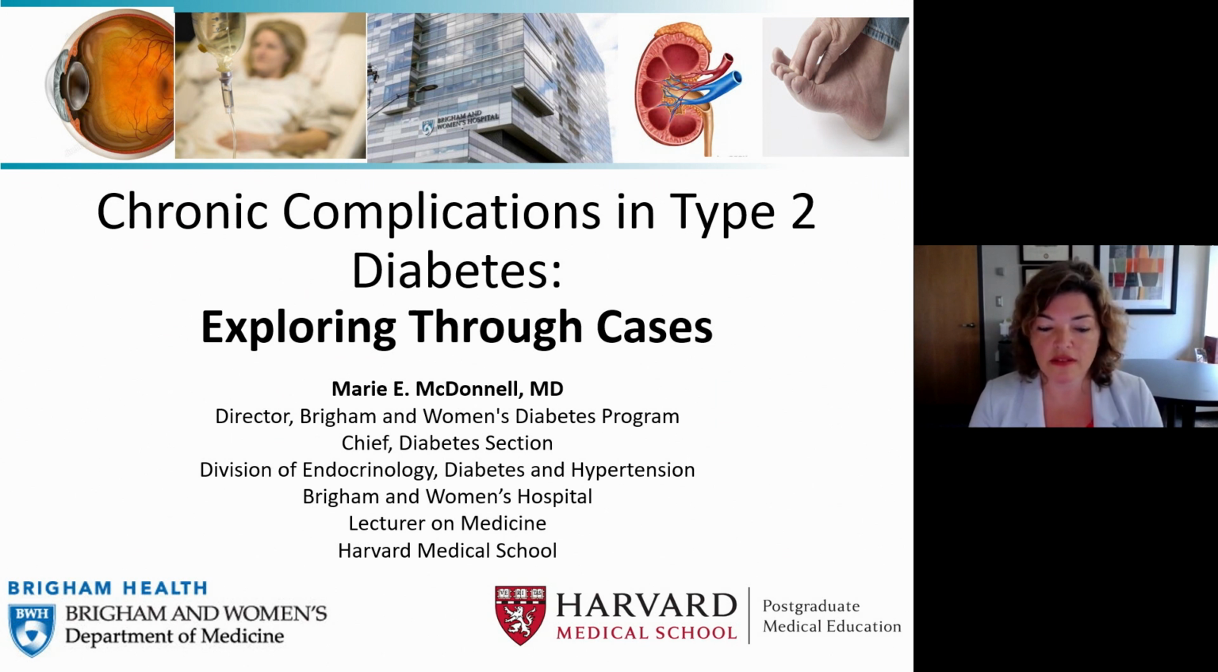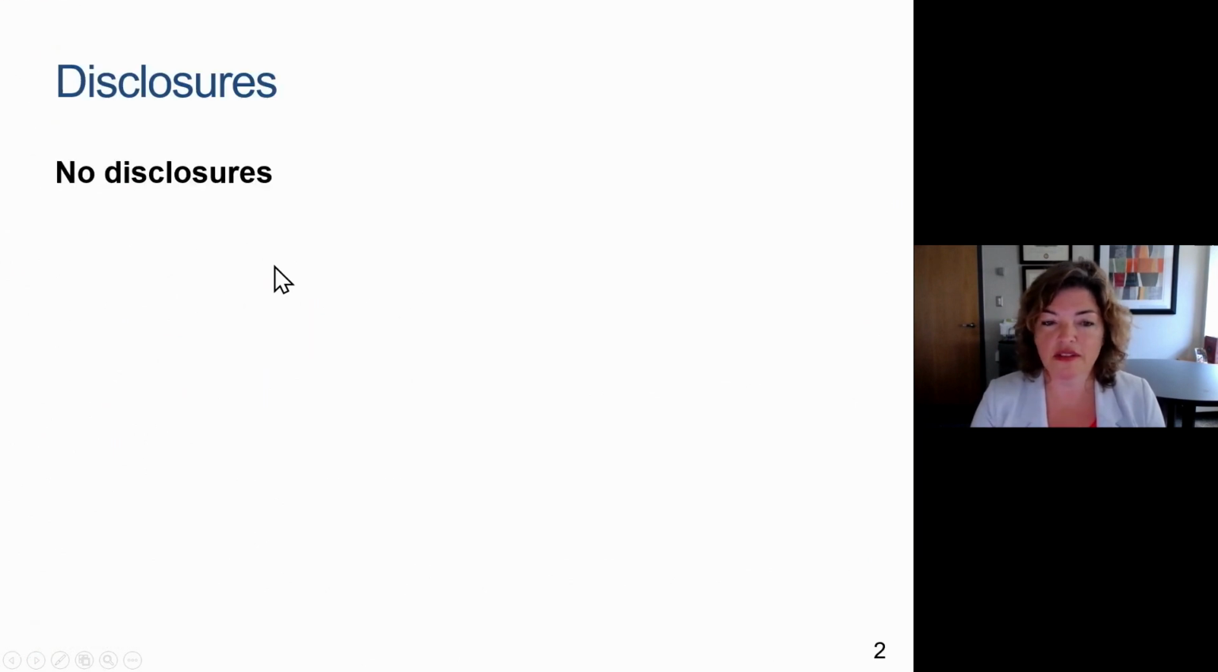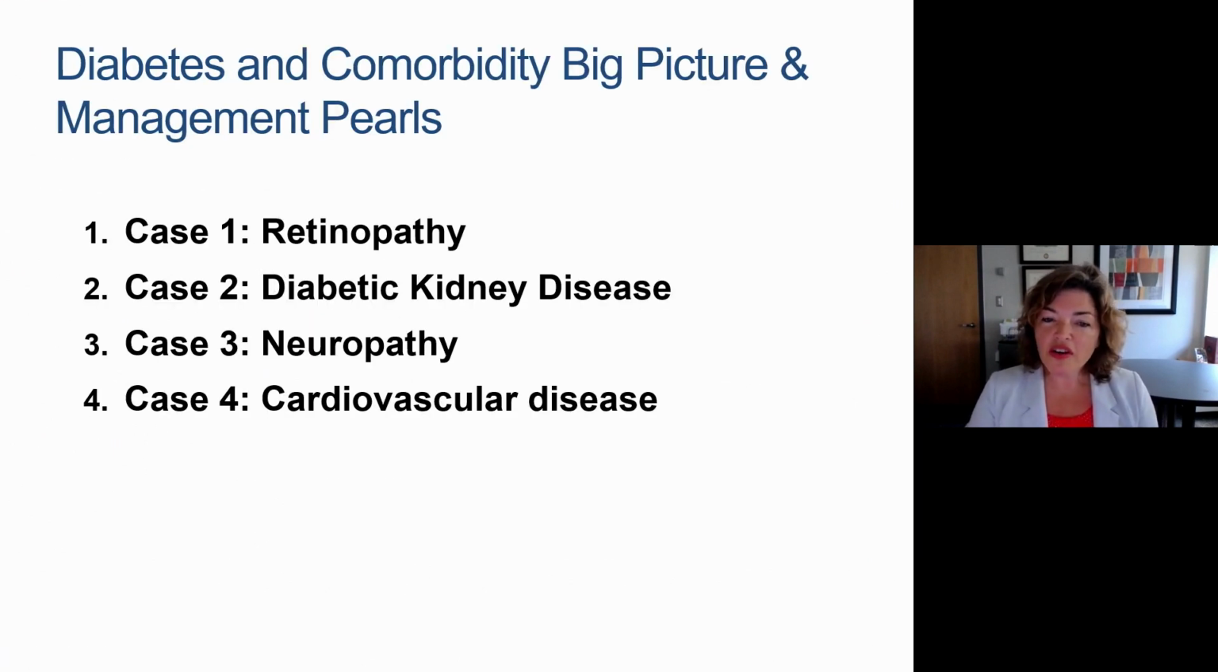Okay. I need to click. Great. All right. So here are our cases, sort of covering the bases. So retinopathy, diabetic kidney disease, neuropathy, and of course, cardiovascular disease.